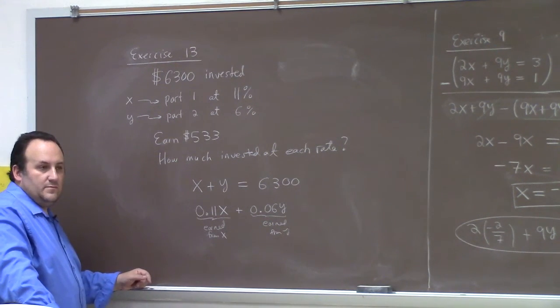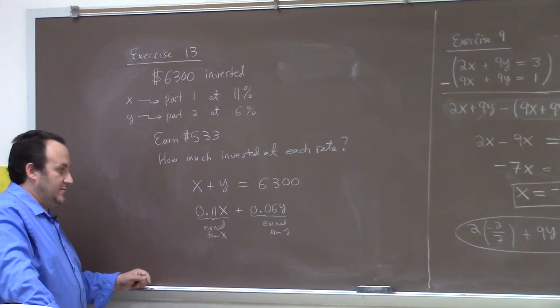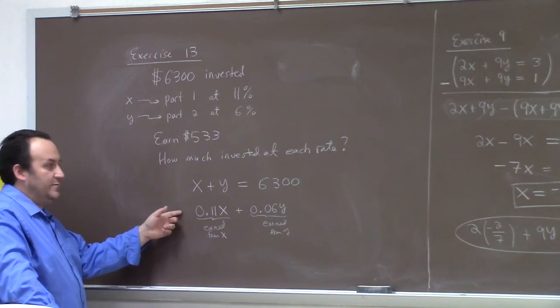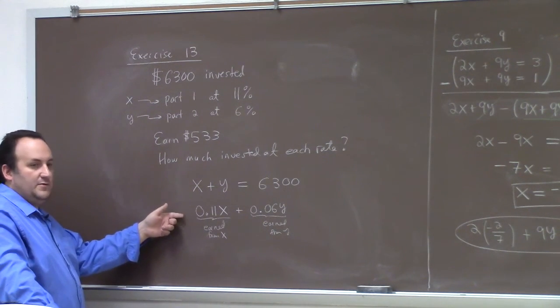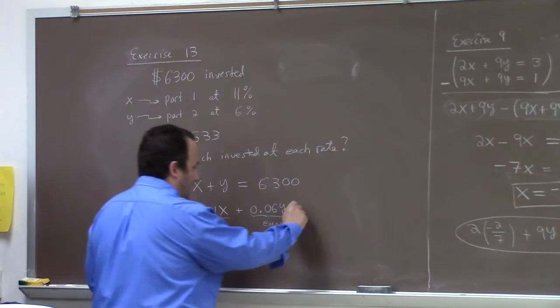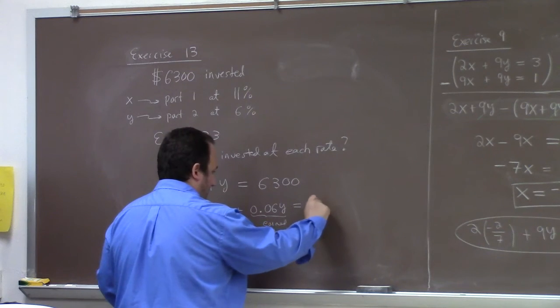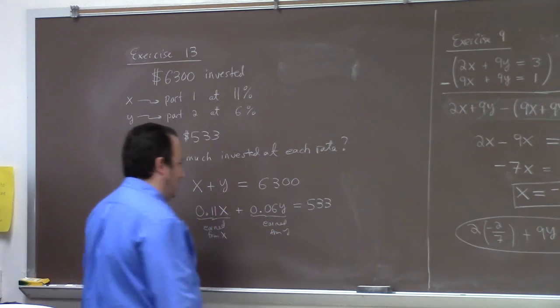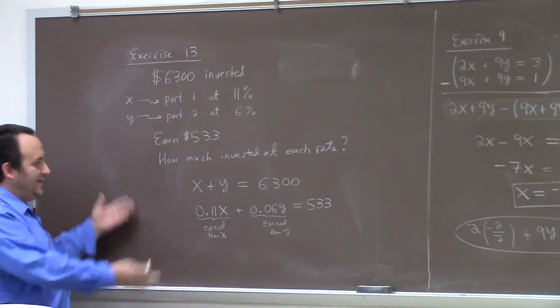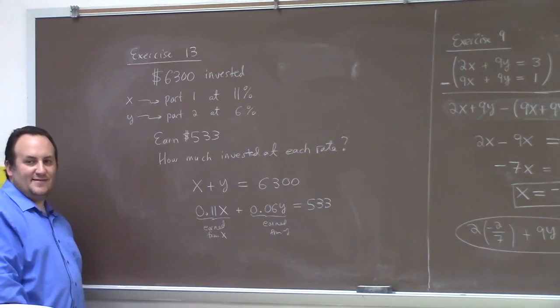So if this is the money earned, what does it equal? What are we told? This should be equal to 533, right? And hey, look, 2 equations, 2 unknowns. That's why we're talking about this.